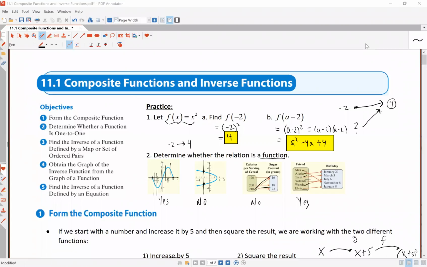This video covers section 11.1, composite functions and inverse functions. Objective 4, obtain the graph of the inverse function from the graph of a function.